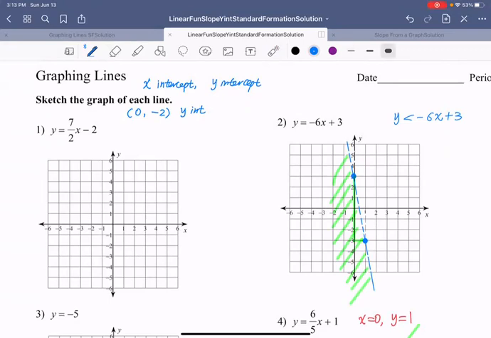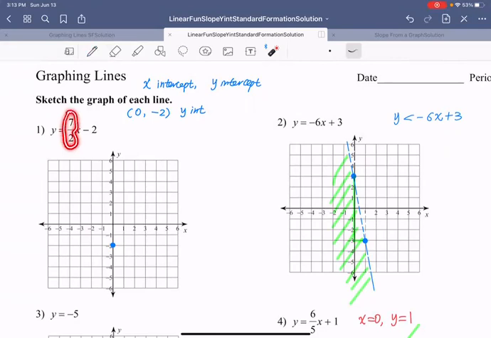So we want to mark 0, -2 here. Yeah, because if you say -2, do you mean here or here? So if I say 0, -2, that has to be this point. Make sense to you? Ethan? Okay. Yeah. Now, rise over the run is?